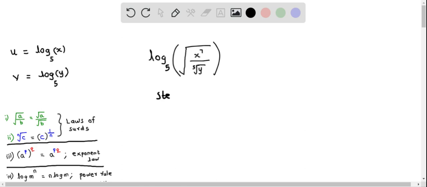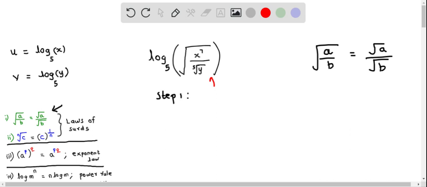In step 1, I'm going to use this law of thirds, which says that if I have an expression under the root of a over b, this is equivalent to under the root of a over under the root of b. So in our case, we have under the root of x raised to the power of 7 over under the root of, that is the fifth root of y. So let's follow this law of thirds.